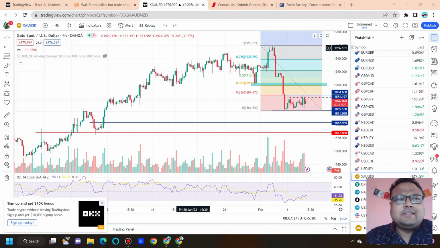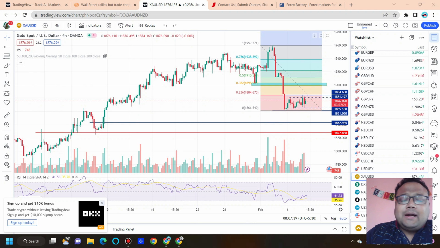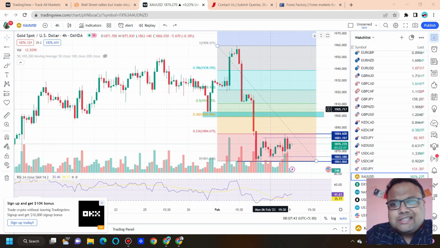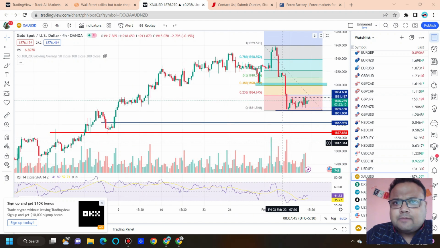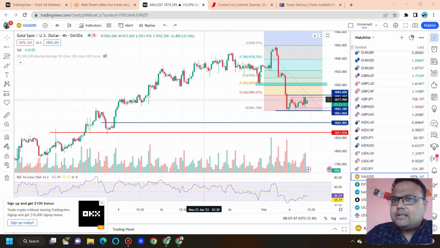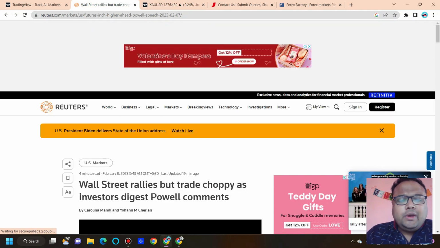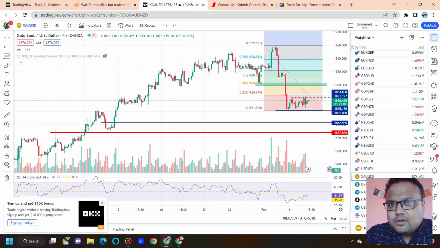So let's get started. My dear friends, this is a Forex chart of gold USD, and as you can see, right now gold is standing at 1876. But before I proceed, I would like to mention that I have good news and bad news. Well, the bad news is we had the speech of Jerome Powell, and after that, we did not see much move on the chart.